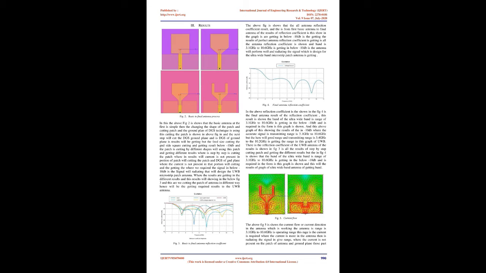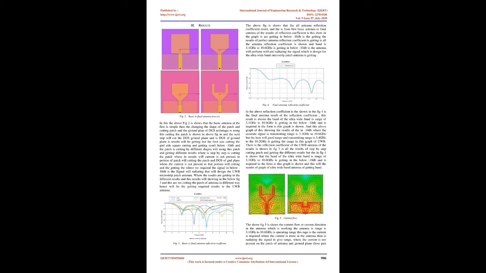The above figure shows the reflection coefficient results of all the antennas, from the first basic antenna to the final antenna. The graph shows the results are getting below -10 dB, which is the result of a perfect antenna reflection coefficient. All the antenna reflection coefficients are shown in the band 3.1 GHz to 10.6 GHz, getting below -10 dB, so the antenna will perform well in radiating the signal, which is designed for the ultra wideband microstrip patch antenna.